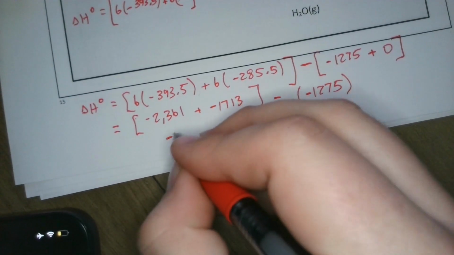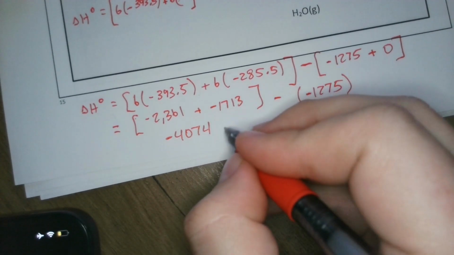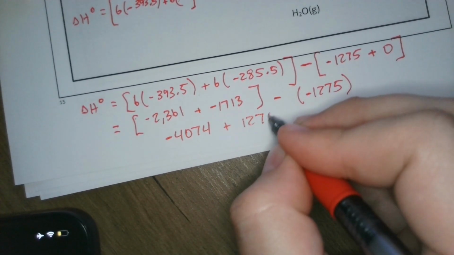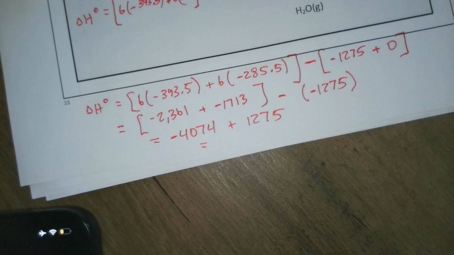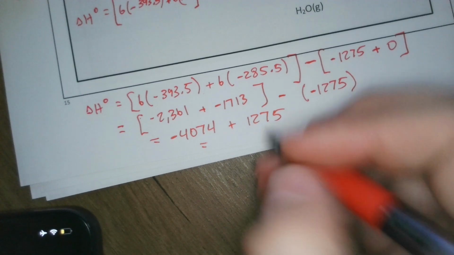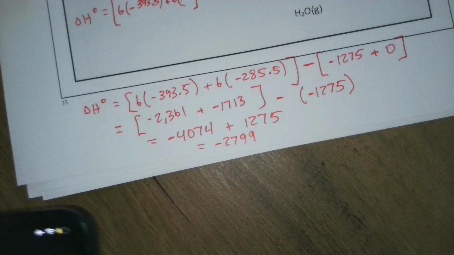Gets negative 4,074 minus a negative 1,275, which is really just plus 1,275. And that simplifies to be negative 2790. I'll just write the full answer, because why not?